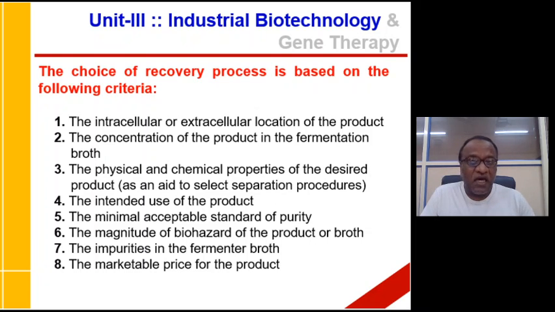Right. So, these are very important criteria to be understood, to be thoroughly worked out before choosing the recovery process. That is, the intracellular or extracellular location of the product, the concentration of the product in the fermentation broth, the physical and chemical properties of the desired product, the intended use of the product, the minimal acceptable standard of purity of the product, the magnitude of biohazard of the product or maybe the fermentation broth, the impurities in the fermentation broth, and the marketable price for the product.